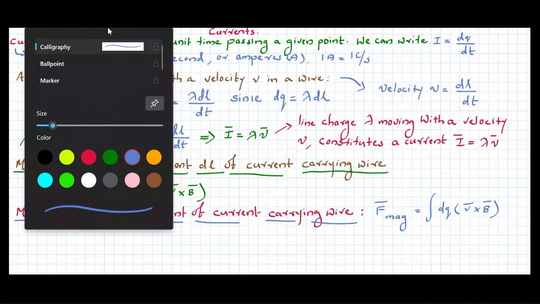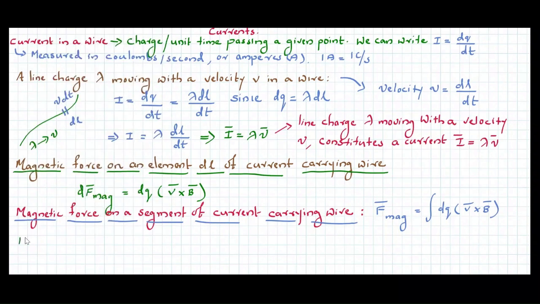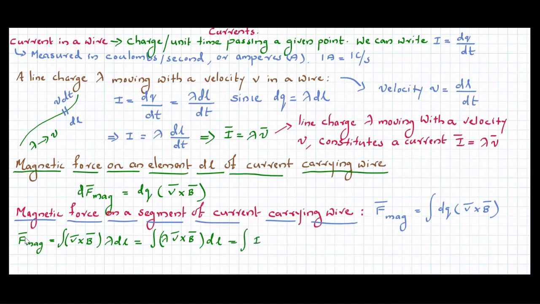We know the value of dq. dq is nothing but lambda dl. Now substitute the value of dq in F mag and rearrange. We have F mag equal to the integral of dq v cross B, and dq is lambda dl. Therefore, F mag becomes the integral of v cross B lambda dl. Since lambda is constant, you can associate lambda with velocity. So the integral becomes the integral of lambda v cross B dl.